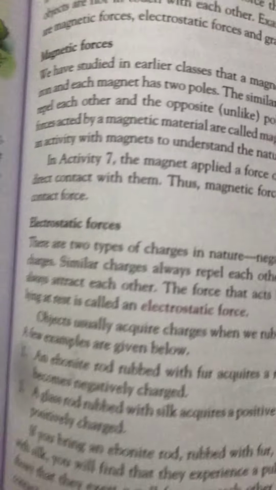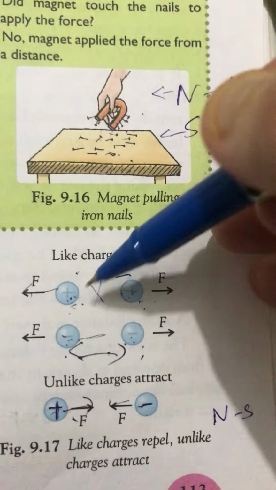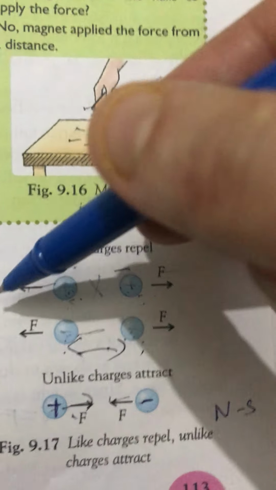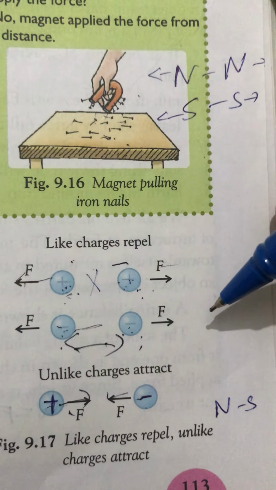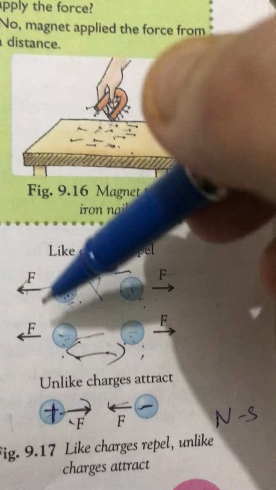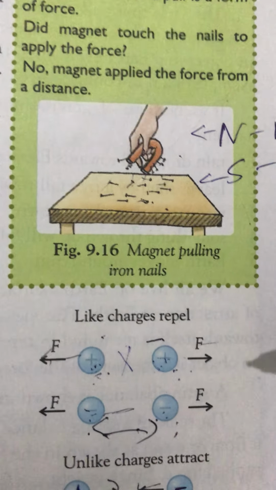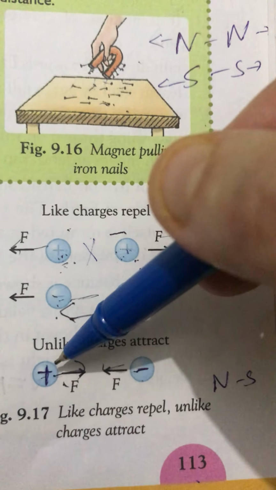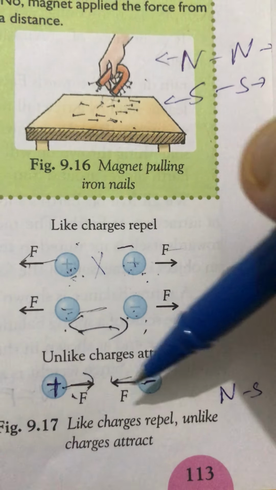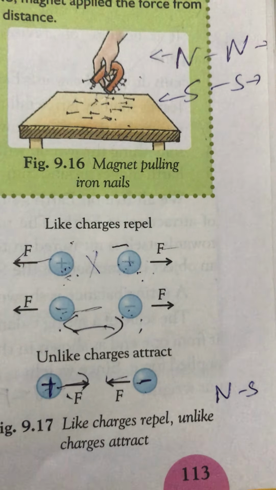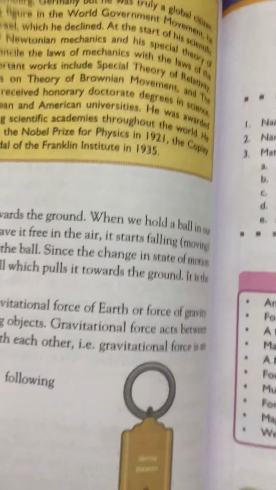Other than that, we have the electrostatic force. Now what is electrostatic force? If we have two positive charges, then they repel each other. If we have two negative charges, then also they repel each other. So the force between these two positive charges and these two negative charges is known as electrostatic force. Also, if one is positive and the other is negative, here there is an attractive electrostatic force. So like charges repel and unlike charges attract each other.